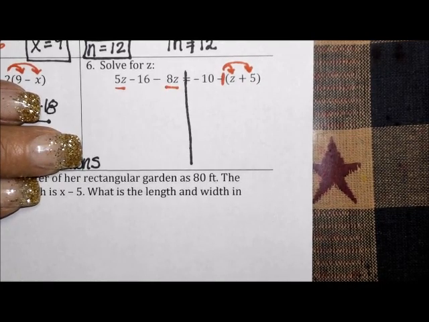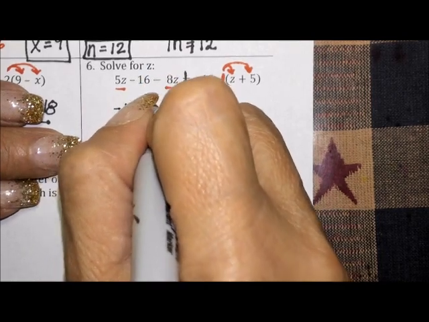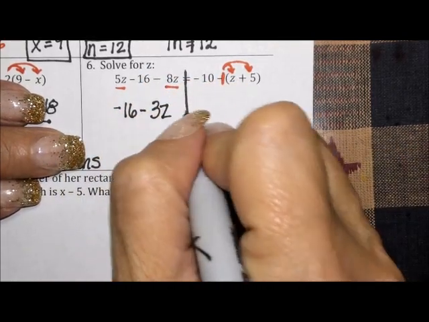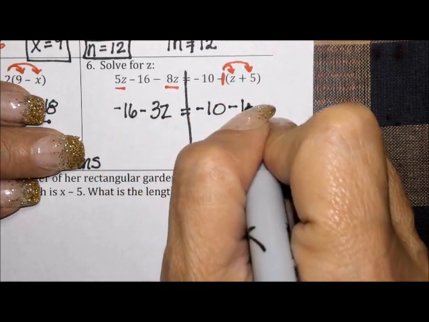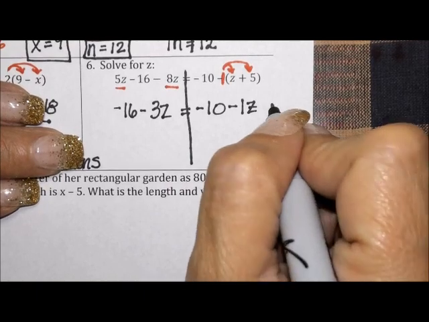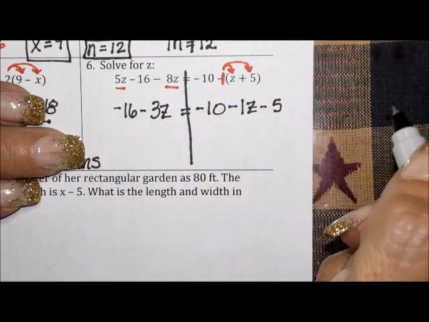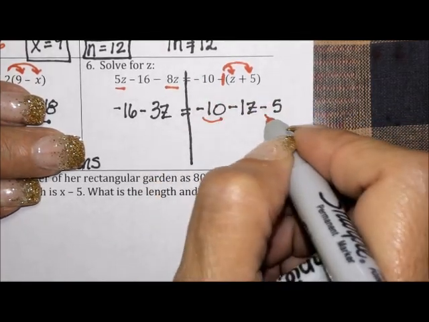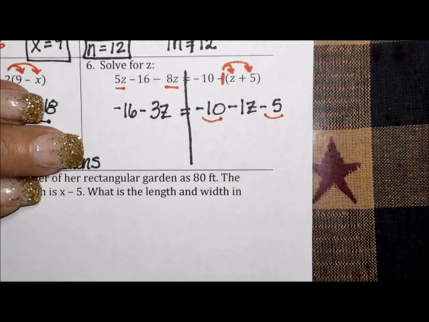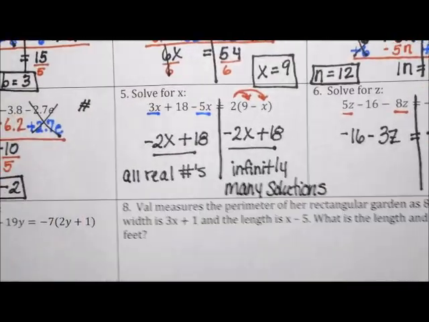You may want to pause your video. I'll work a little bit of it. Negative 16 minus 3z equals negative 10 minus 1z minus 5. Now on this side, I can put negative 10 and negative 5 together. Alright, I'm going to leave that one with you. Pause your video so you can work the next one.